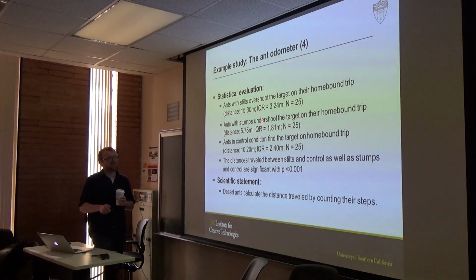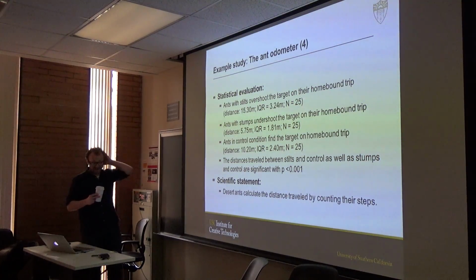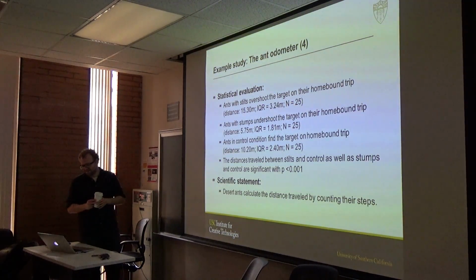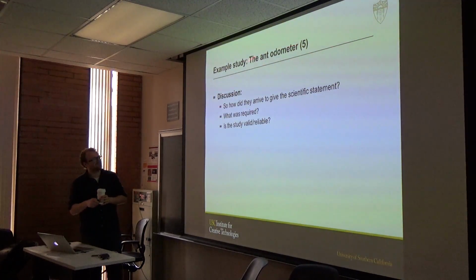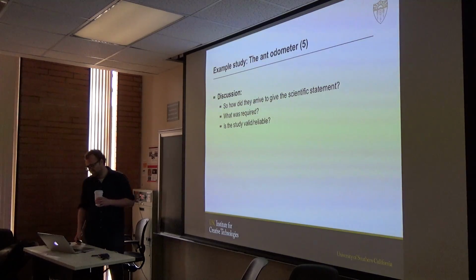And they probably did an ANOVA test between the groups first, and then identified where the single pairwise comparisons are and so on. And we're going to talk about this in a second. Yeah, and so the scientific statement is like, desert ants calculate the distance traveled by counting their steps. That's kind of a fun study, I think. So you can think about that at home, I guess.